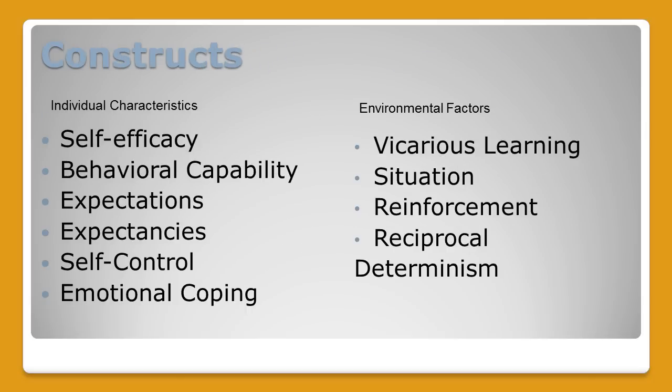According to the theory, there are 10 factors to consider for behavior change. I will briefly discuss as well as operationalize each. Individual characteristics or internal factors include self-efficacy, behavioral capability, expectations, expectancy, self-control, and emotional coping. Environmental or external factors include vicarious learning, situation, reinforcement, and reciprocal determinism.